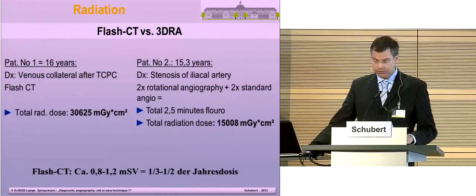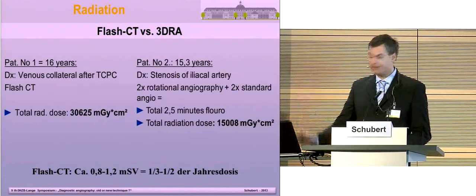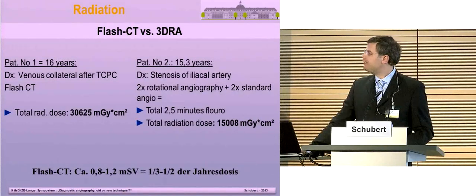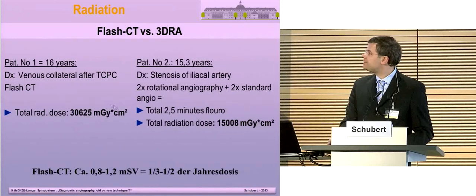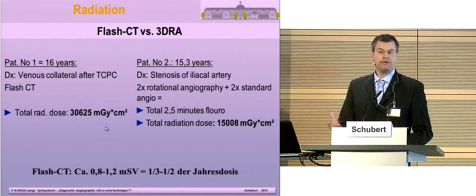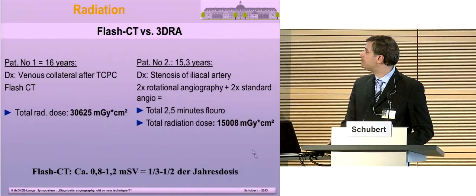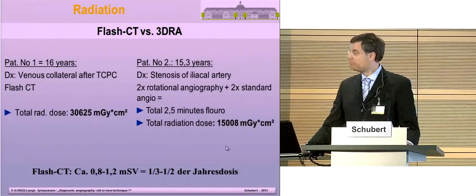If I try to compare, for example, flash CT, which comes near to that, with the angio, it's quite difficult to compare, but for a patient where we tried to compare it, I think the flash CT is still giving more radiation to the patient than we can do with the rotational angio. We did 2 minutes or 2.5 minutes of fluoro, and maybe have half of this with 2 rotational angios.